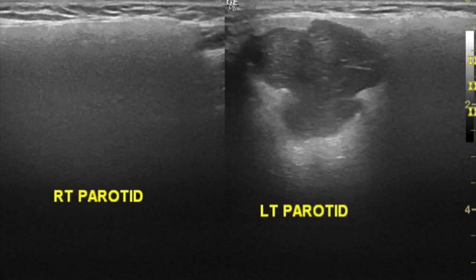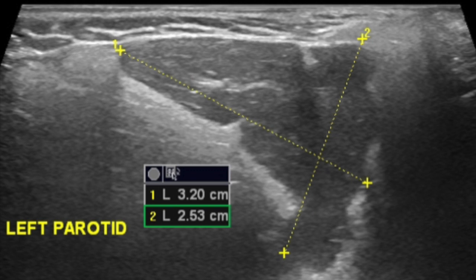Case number 8. A lady, middle-aged, presenting with enlargement of the left parotid region. Ultrasound reveals an absolutely normal and homogeneous right parotid, and there's a lobulated hypoechoic mass in the left parotid. You can see the very sharply defined lobulated hypoechoic mass, and you can see some thin septae also within in this particular case.